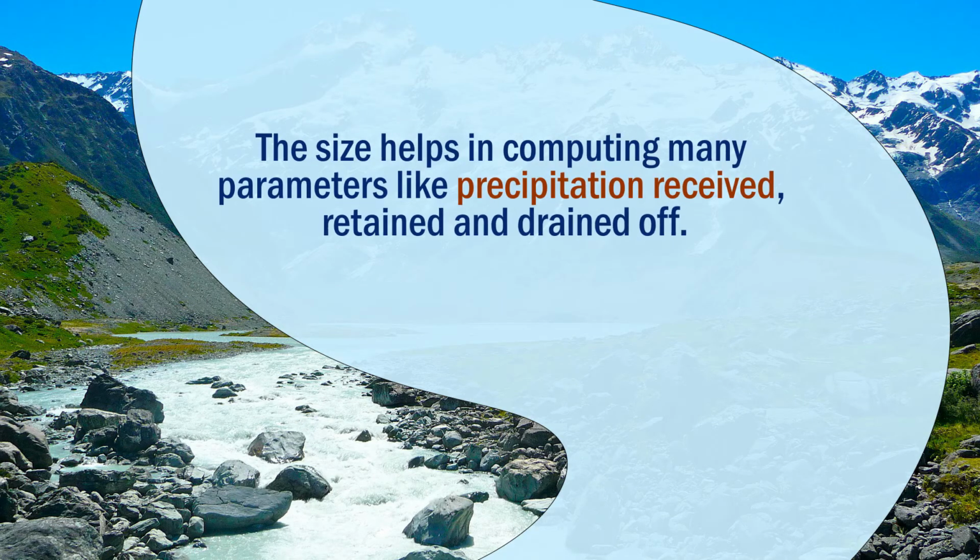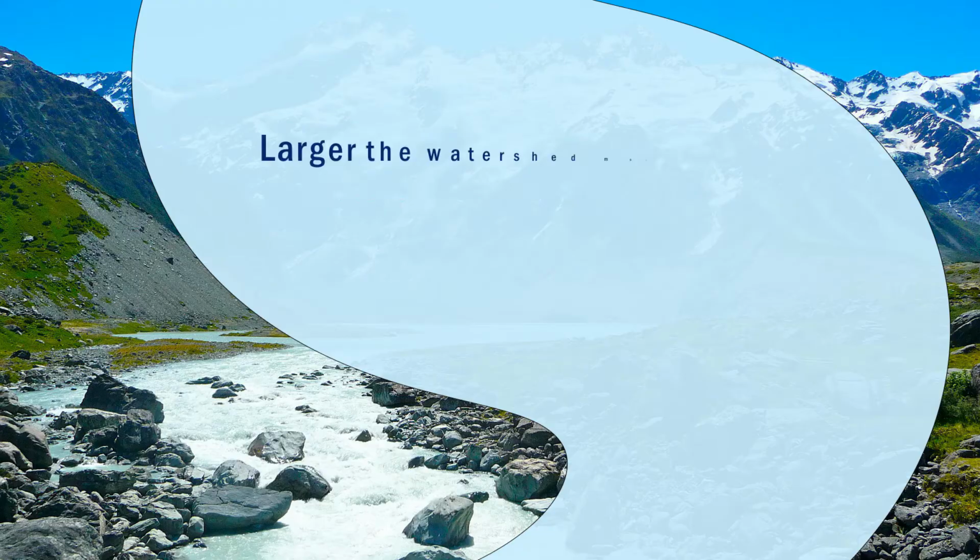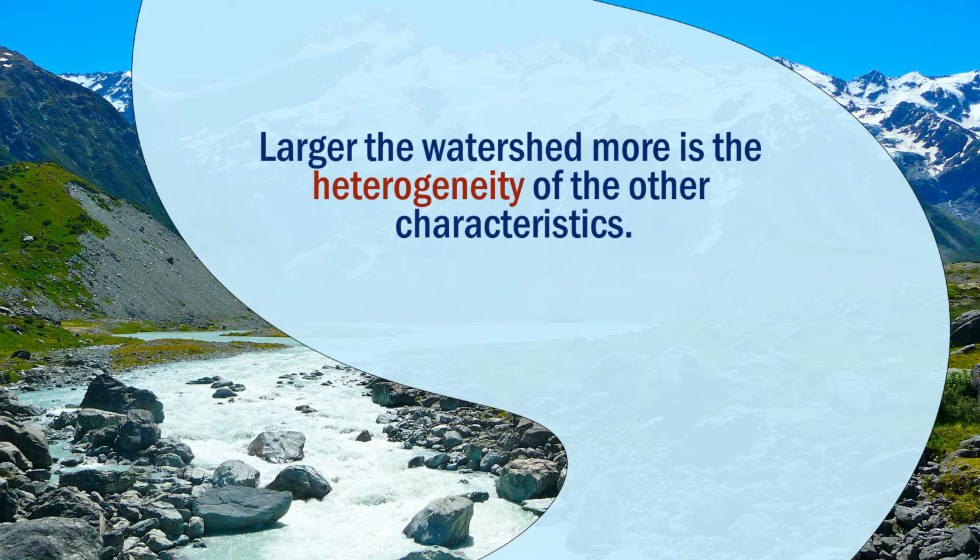The size of a watershed helps in computing many parameters like precipitation received, retained, and drained off. Because when we talk about watershed management, we need to understand different parameters. All parameters are interrelated to each other. The larger the watershed, the more is the heterogeneity of other characteristics.